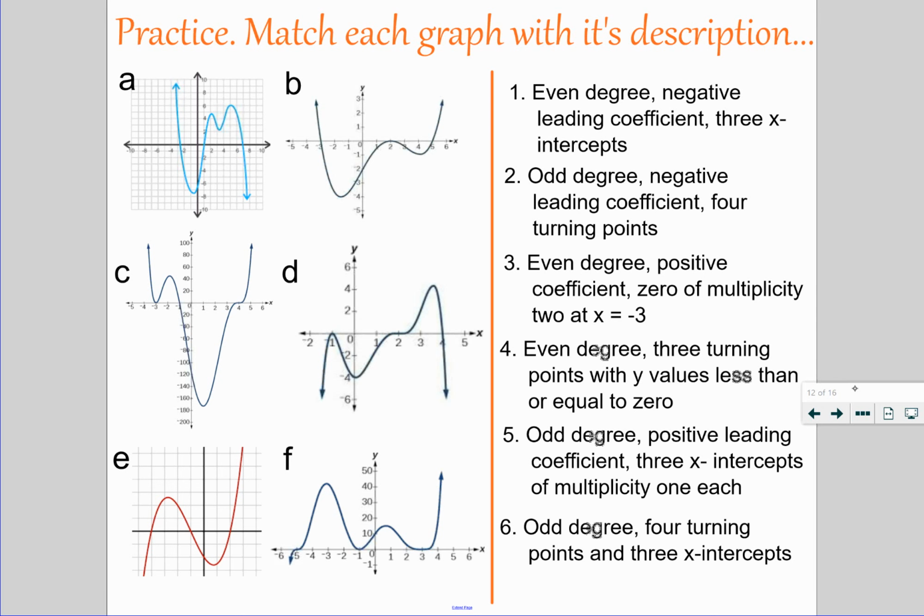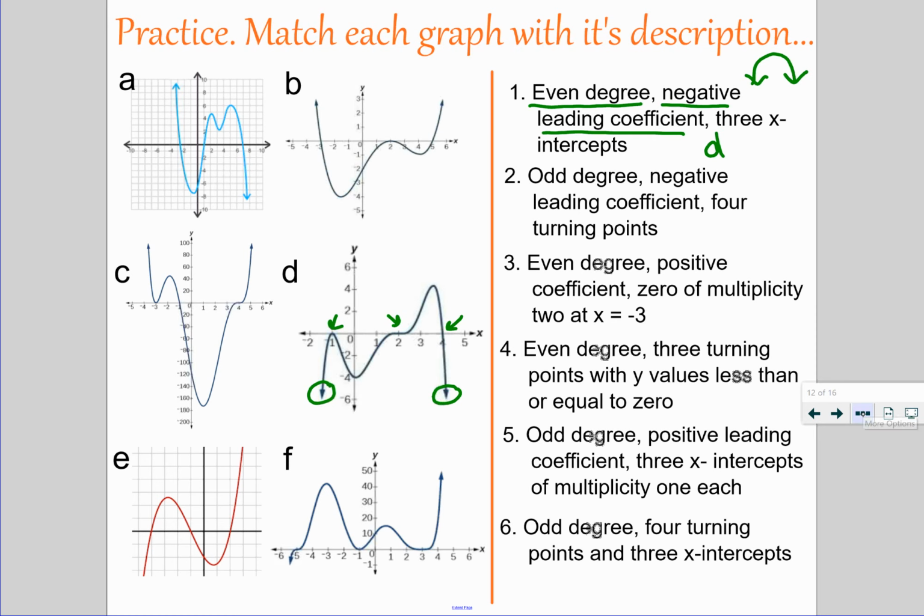Okay, so looking at number 1, we want it to be an even degree. So that tells me my ends are going to go in the same direction. Negative leading coefficient, meaning my ends are both going to go down. So looking at the 6 graphs that I have here, there's only one graph where both ends are going down, and that is graph D. There are also 3 x-intercepts, 1, 2, 3.